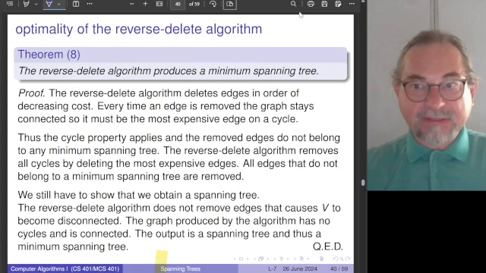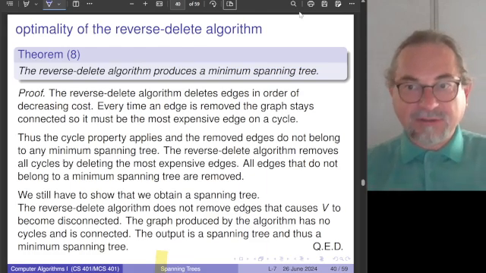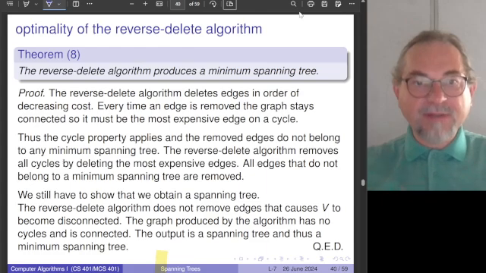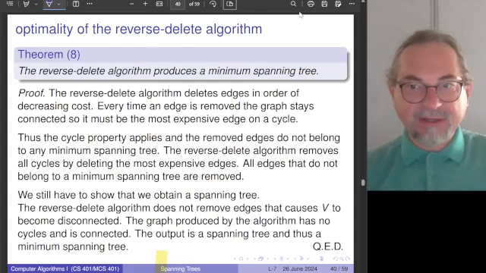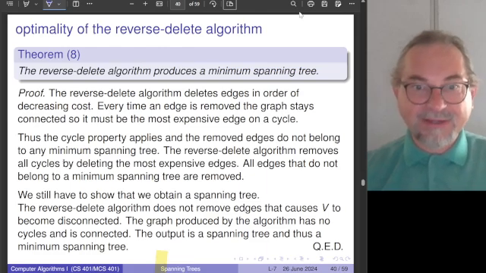The cycle property says that edges of the highest cost in a cycle cannot be in a minimum spanning tree. So the reverse delete algorithm continues until it can no longer go further. If it would remove one more edge, the graph would not be connected. So it stops when it has all the edges in these cycles removed. So you could also say that it has equivalently removed all the cycles and obtained a spanning tree.